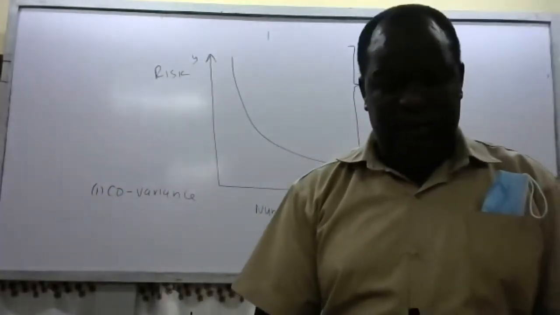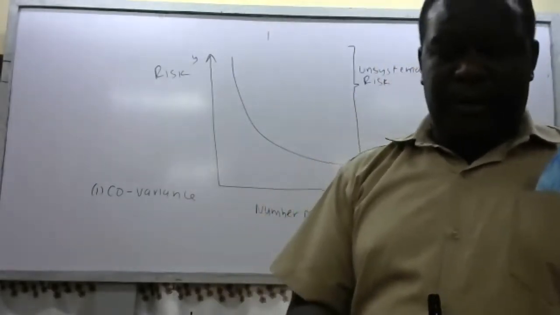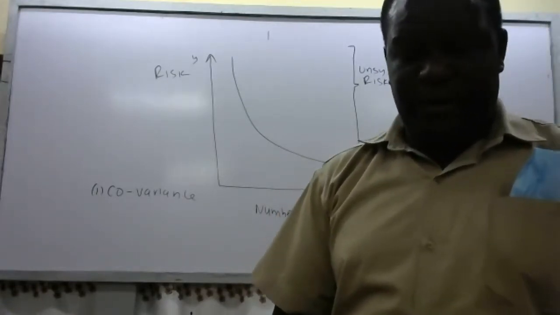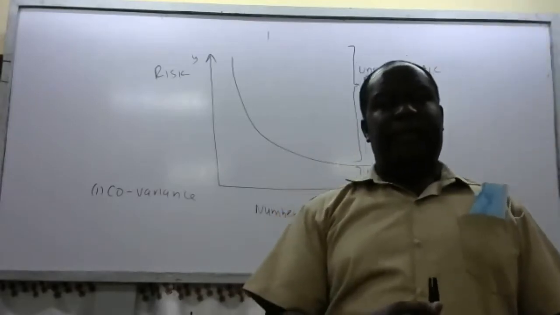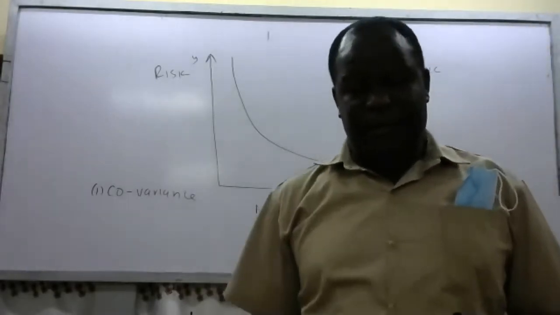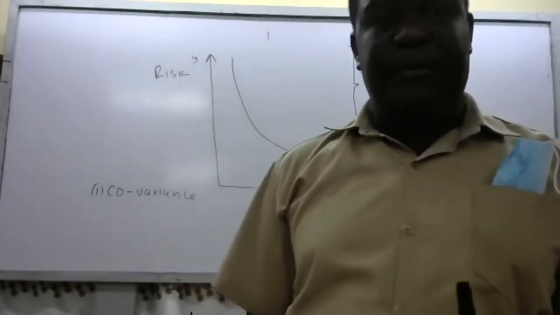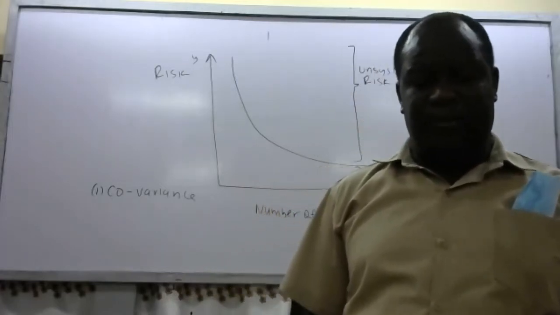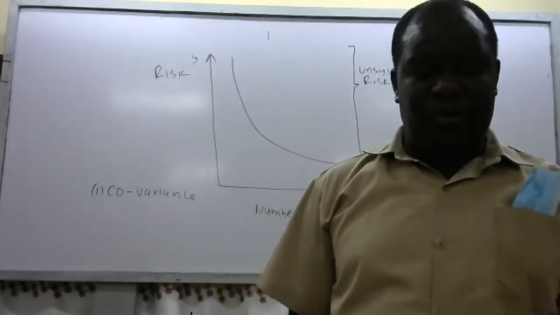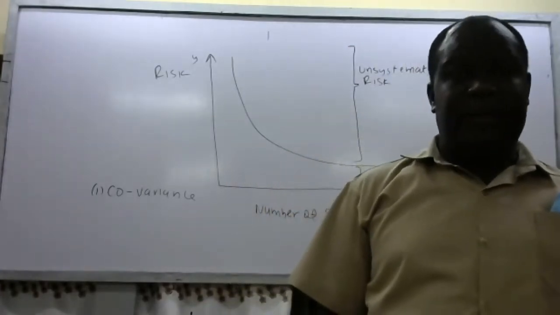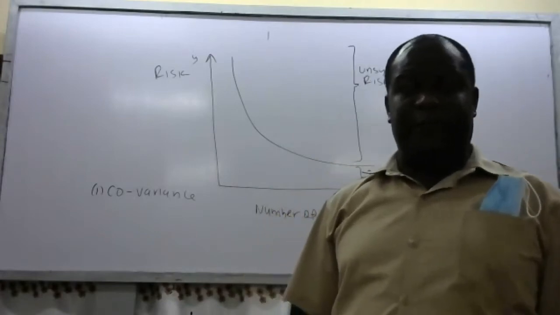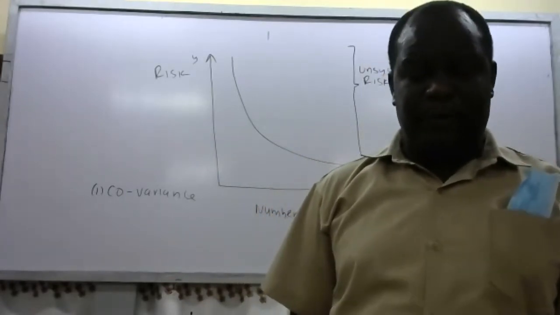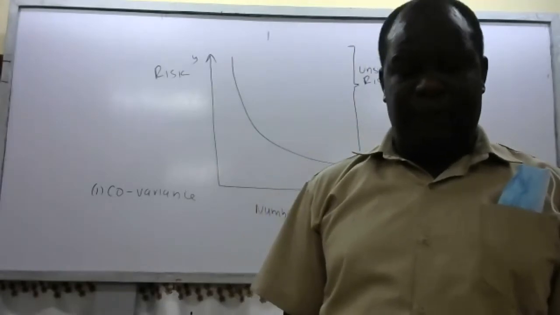So under the covariance, we note that it indicates whether there is a positive or negative relationship between the returns of the securities forming the portfolio.